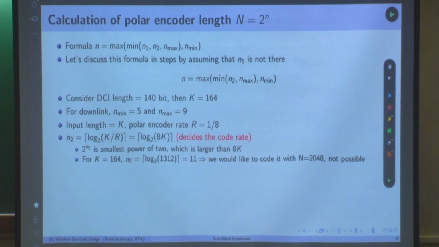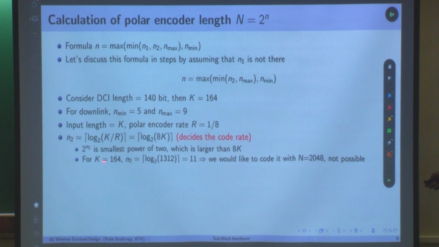If it is 2 power 10, you will get 1024. But what will happen if it is 1024? It is smaller than 8K, which essentially means the rate is higher than 1 by 8. Correct?